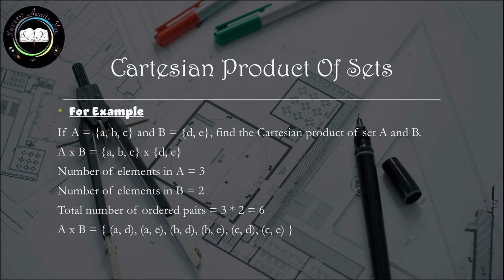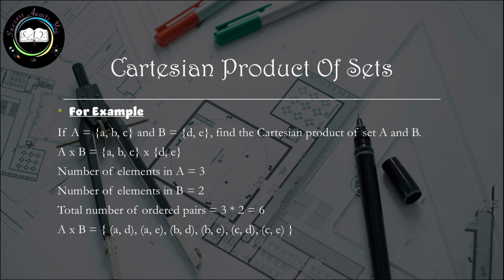Let's solve a question here. A set A has elements a, b, and c, and set B has elements d and e. Find the Cartesian product of set A and B. First count the number of elements in set A and B, which are 3 and 2 respectively. For the total number of ordered pairs, multiply 3 and 2. The answer is 6. We will make a total of 6 ordered pairs.